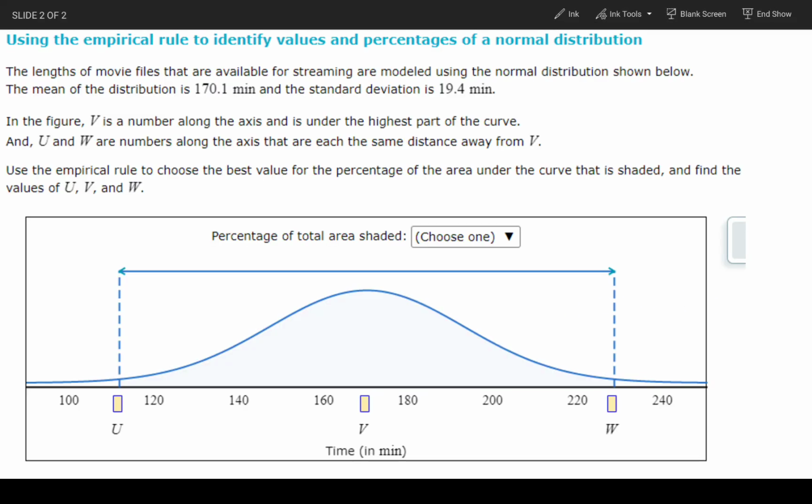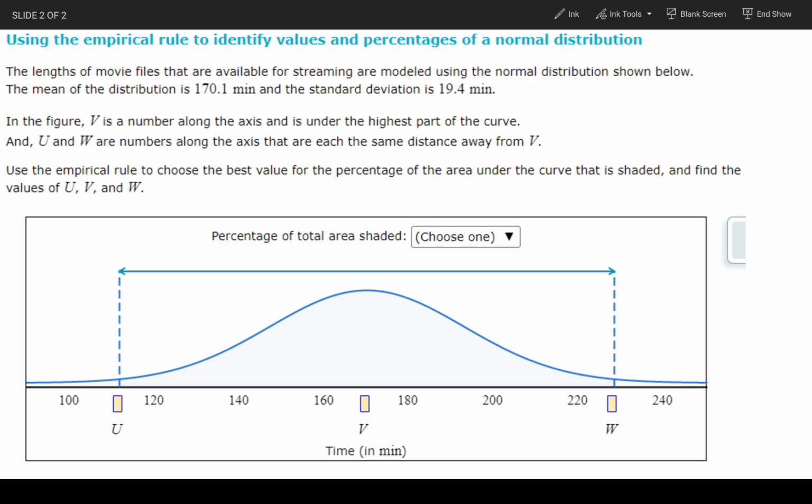This is a question that came up in the review section today, and I want to make sure you guys know how to do it before the final tomorrow, so we'll get right into it. So here you have the empirical rule to identify values and percentages of a normal distribution. When we were looking for it with one student, I couldn't find it, and then another student found it for me, so I want to make sure we go over it.